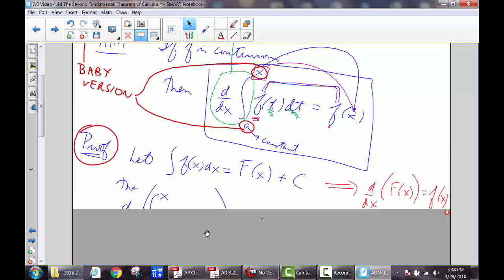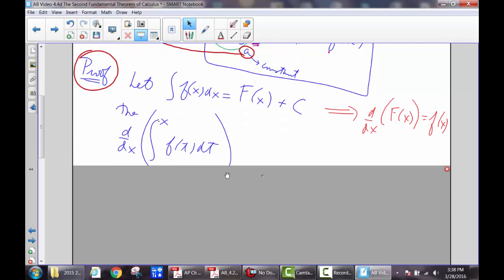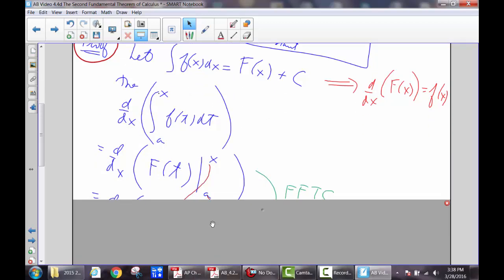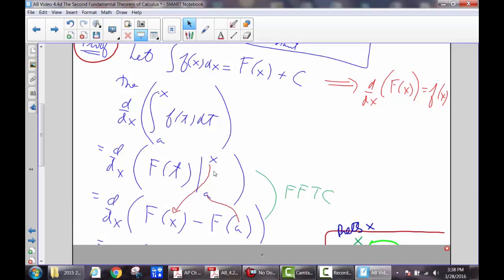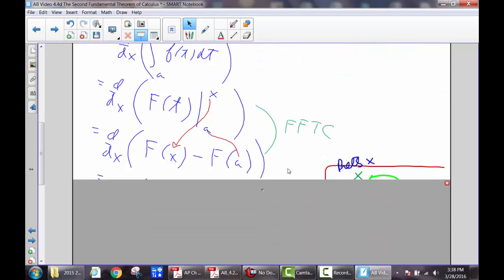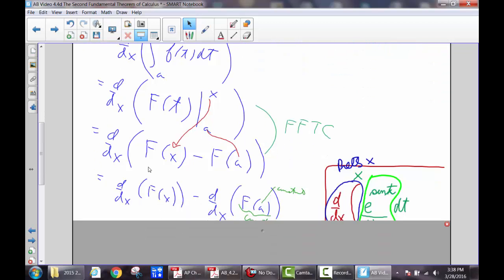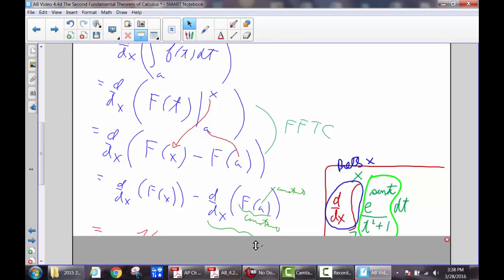Let's see how this works. It's a very simple proof. Let the integral of little f of x equal big F of x, which means the derivative of big F of x is little f of x. Then the expression becomes, if I integrate little f of t, big F of t evaluated from a to x. Then I'll use the first fundamental theorem of calculus: plug in the top number first and then the bottom number.